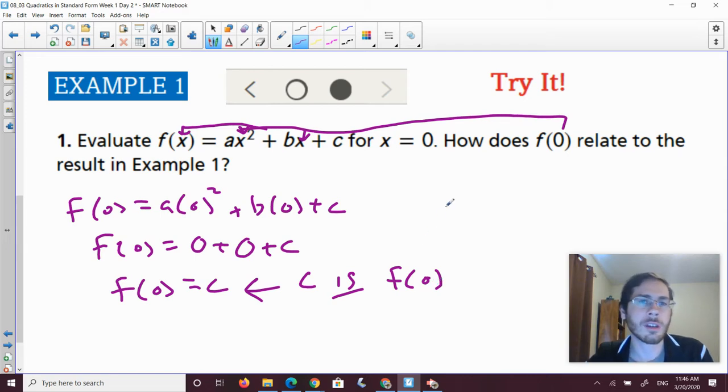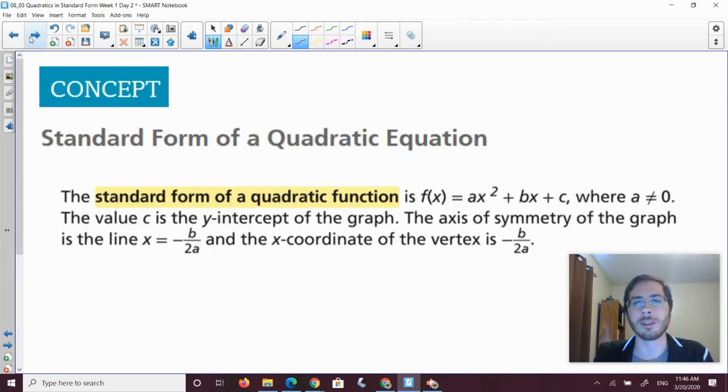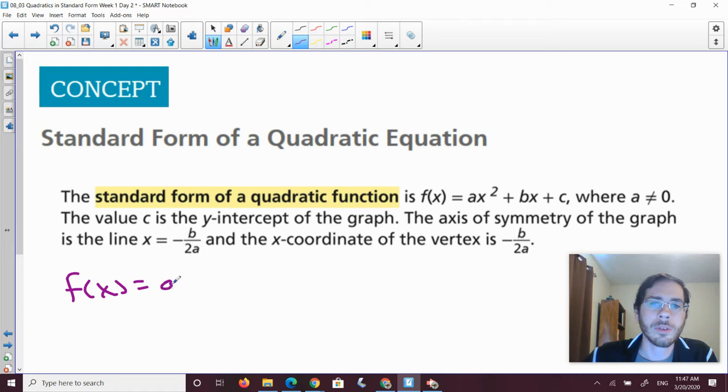So that gives us a little hint as to what c is going to do, and it also gives us a little preview of standard form, because the next slide tells us about what the actual equation is, and this is the notes part. Pearson has a nice definition for standard form. It tells us standard form is f of x equals ax squared plus bx plus c. So this is our standard form.